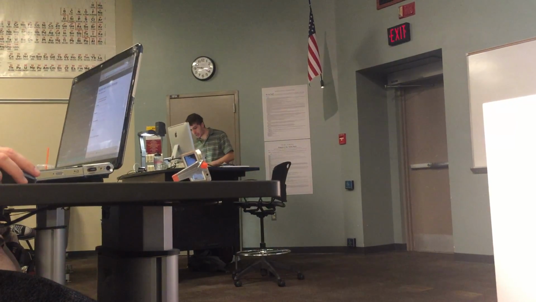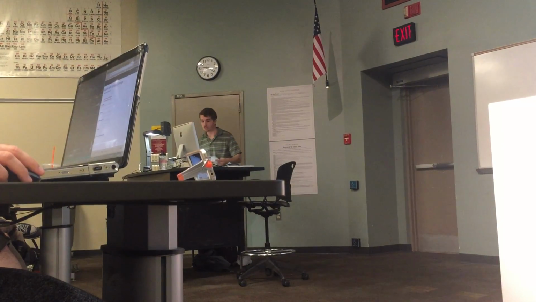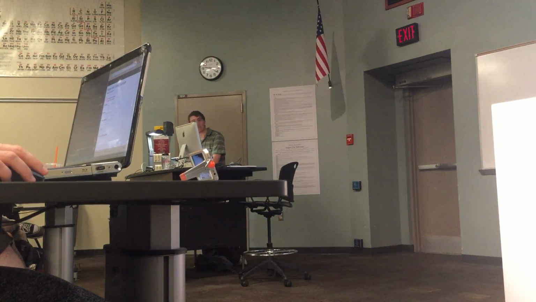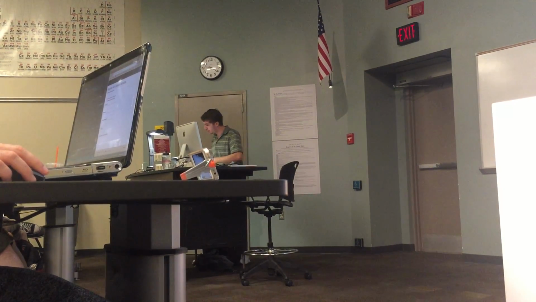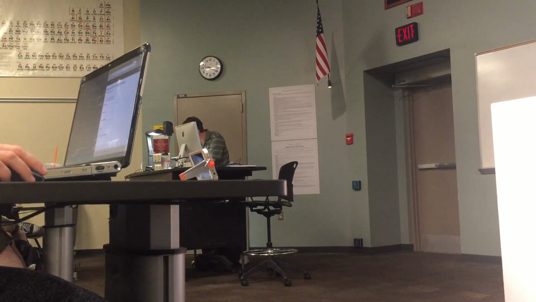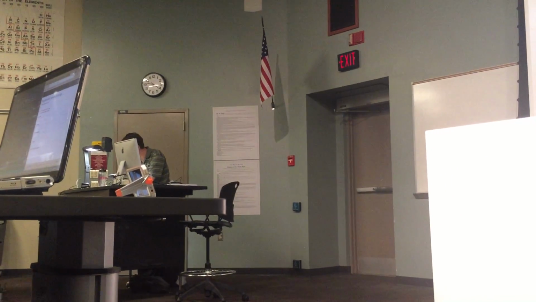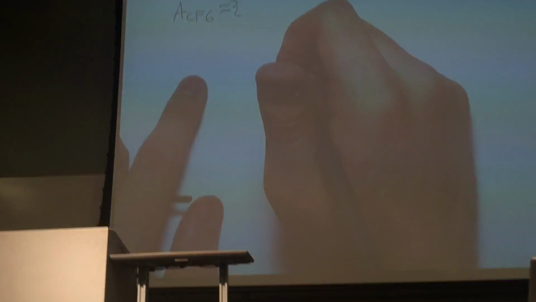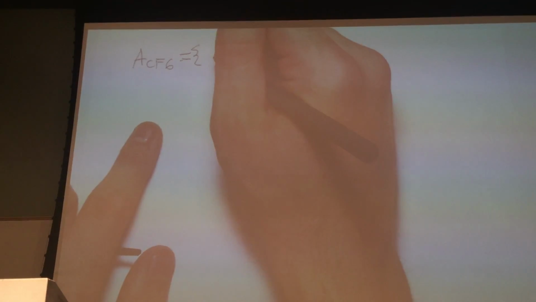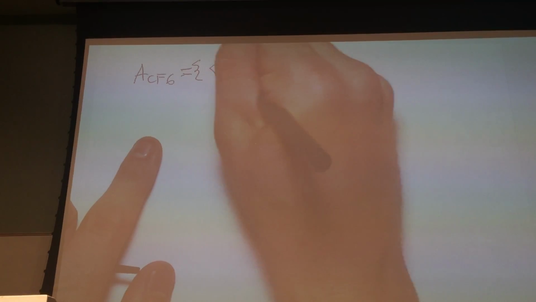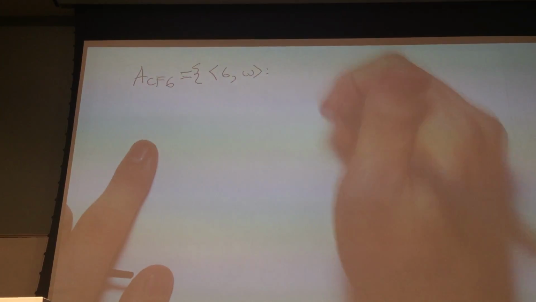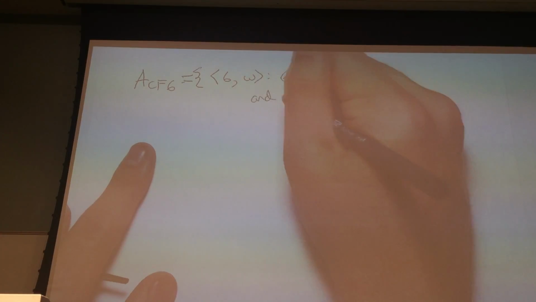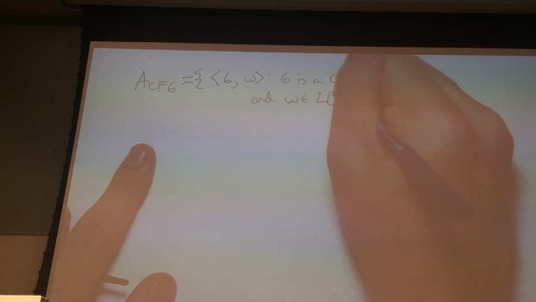So let's start doing some problems on context-free grammars. We're moving up in the chain. So we started with A DFA. Let's do A sub CFG. Oh, thanks. I'm new to this presenting thing. So I need to have a context-free grammar and a string. So G is a CFG, and W is in its language.